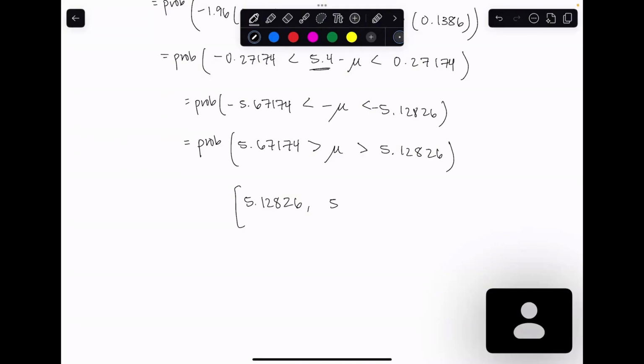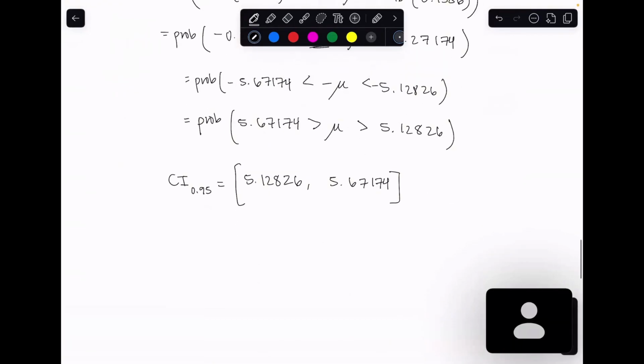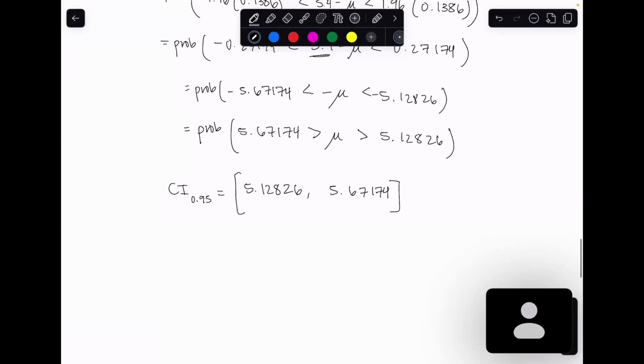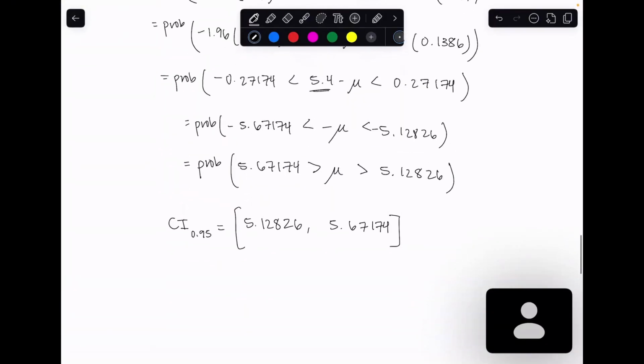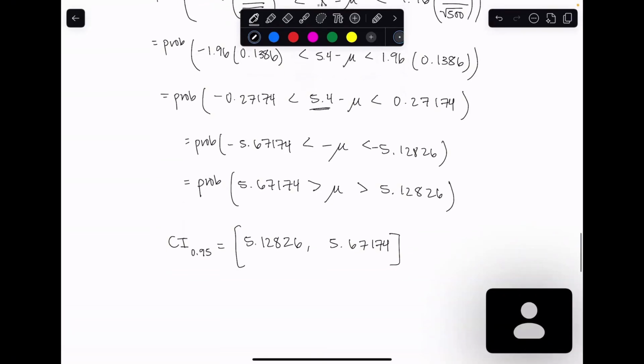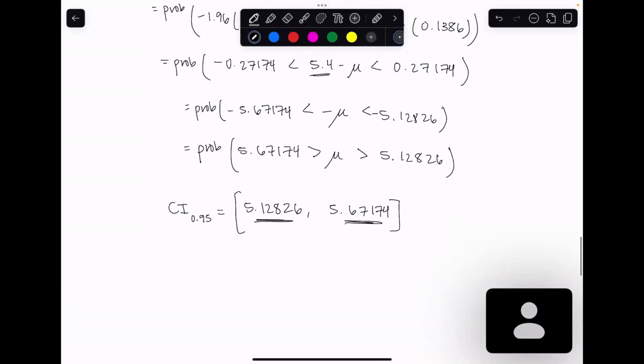So my confidence interval would look something like this. This would be my answer on the test. I am 95% certain that mu, the true mean, right? If you remember, I only have a sample mean. I'm 95% confident. Can't say certain. I'm 95% confident that mu lies in between A and B, which is 5.12826 and 5.67174.